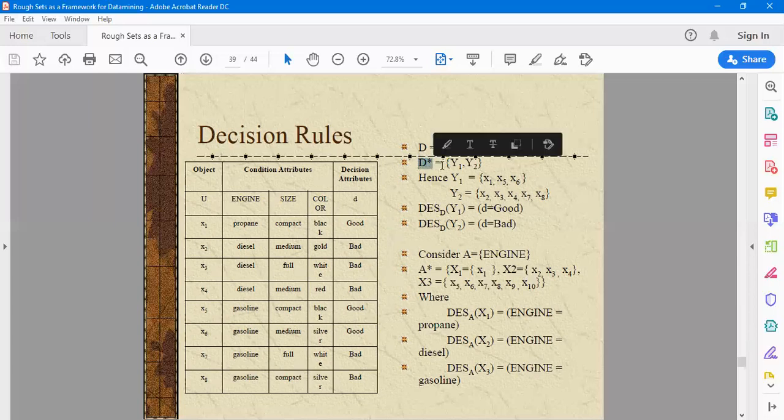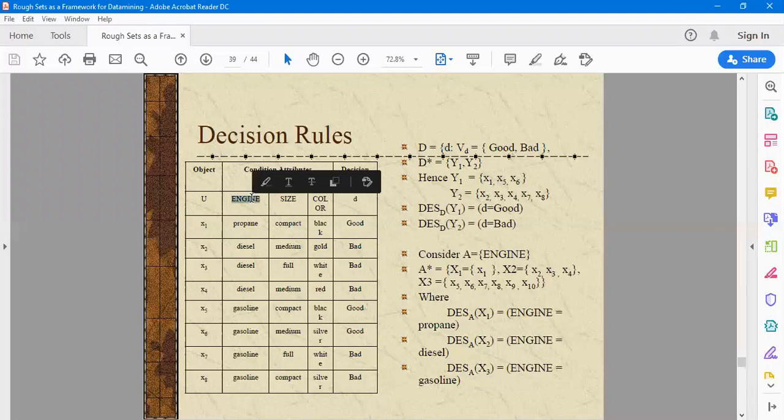Now this D star will be Y1 and Y2. So there will be two equivalence classes for D star, because D star is the decision attribute. I already told you how many D star there would be. It depends upon the domain values. For example, if A is equal to engine, and engine has three domain values, how many equivalence classes would be there?